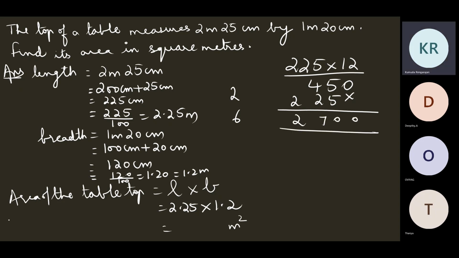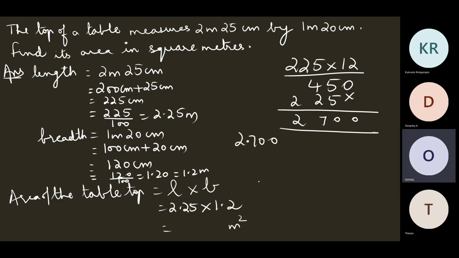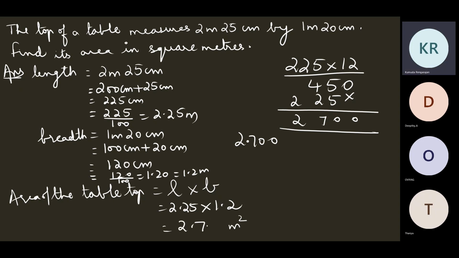So this is the product. And then we need to place a decimal point so that there are 3 digits after it. See here, 2 plus 1, 3. So you need to place a decimal point. Ma'am, but we have to divide 225 into 120 right now. So it's 2.700 or 2.7 meters square.